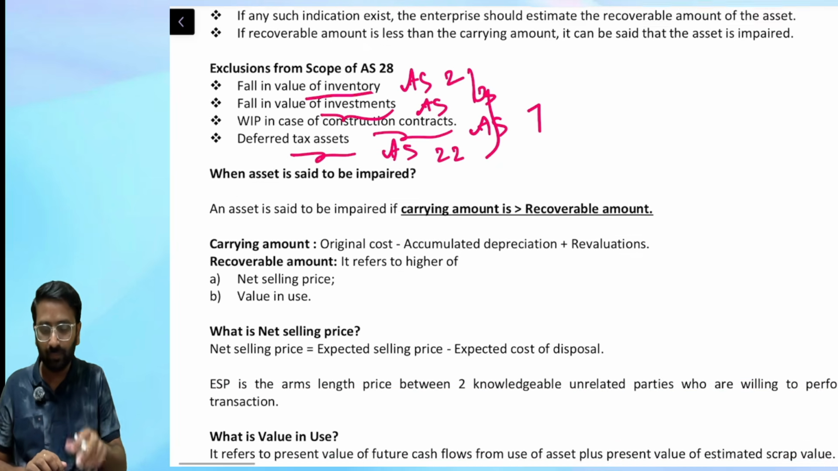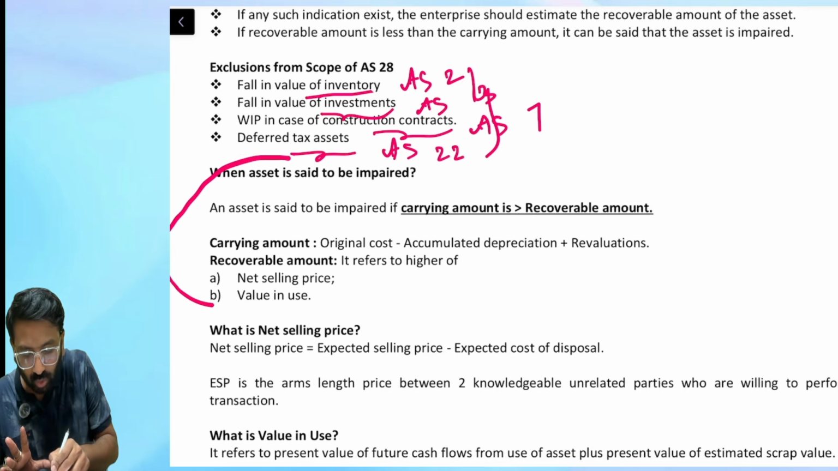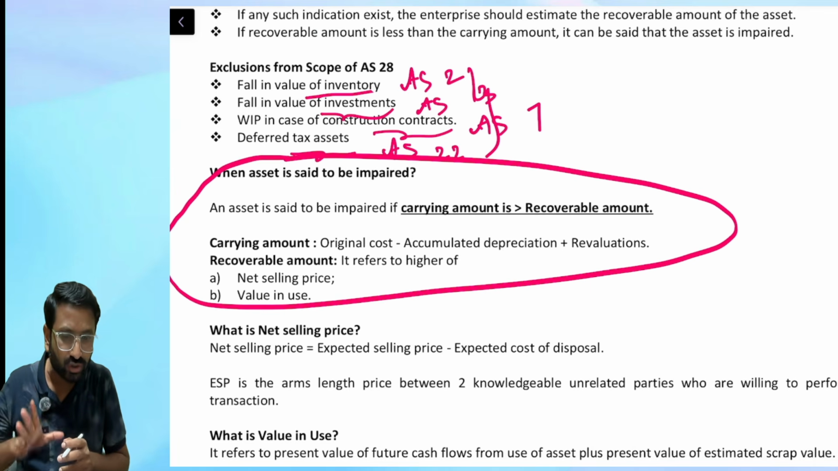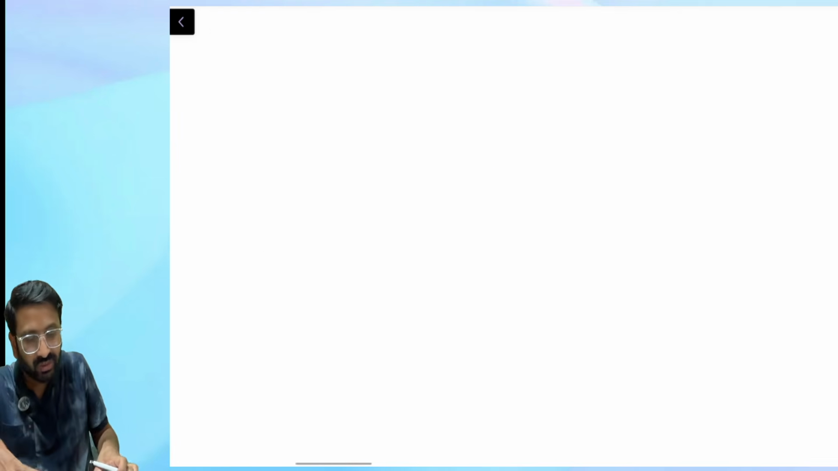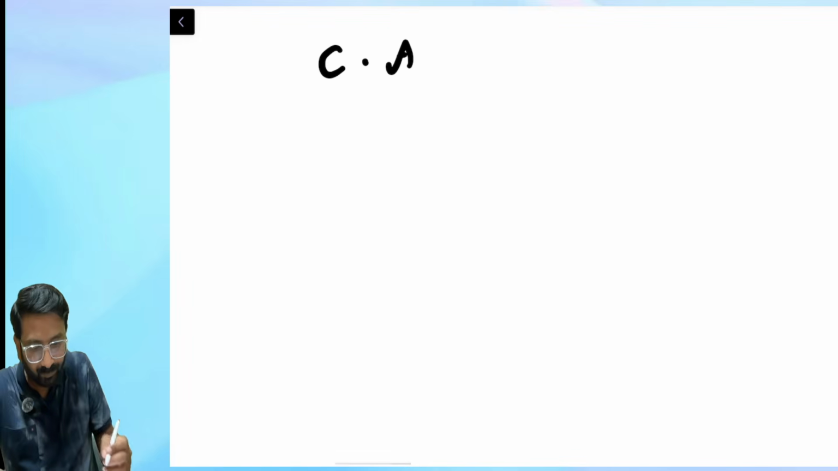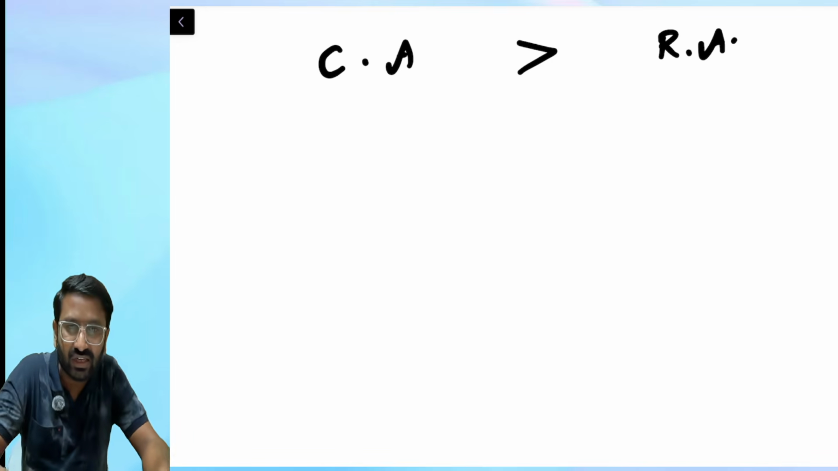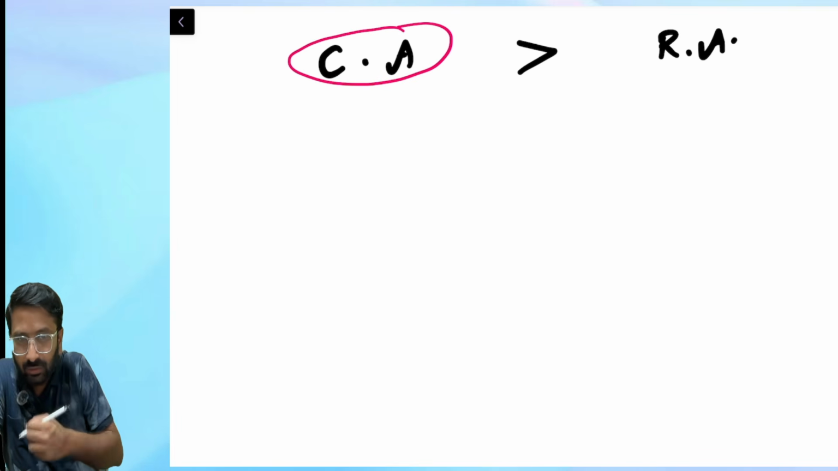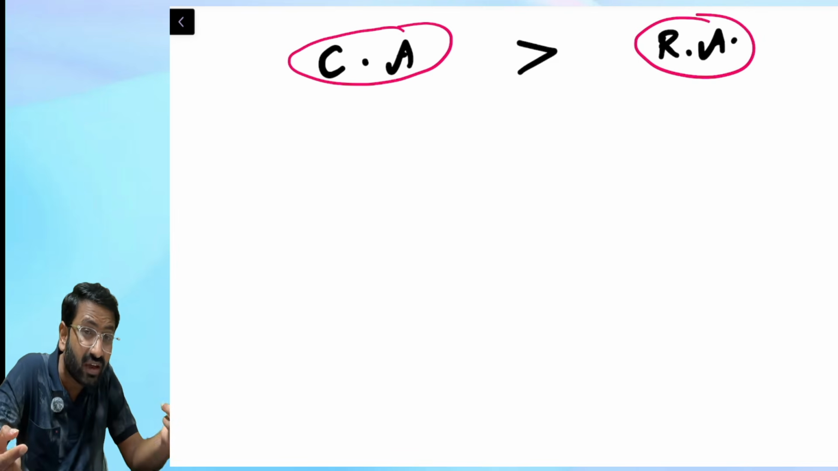Okay. Now, in this entire accounting standard, the most important topic is this only. When the asset is said to be impaired. So this is our main focus going to be. Let us try to understand this with the help of a flow chart. When the asset is said to be impaired? If the carrying amount of the asset is more than the recoverable amount of the asset, then we will say that asset is impaired. So what should I compare? Carrying amount, recoverable amount. If we are carrying the asset at more than the recoverable amount, we can say the asset is impaired.